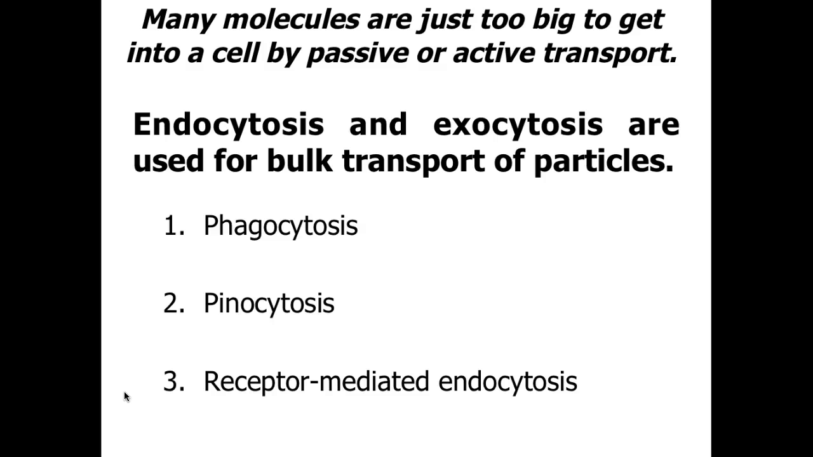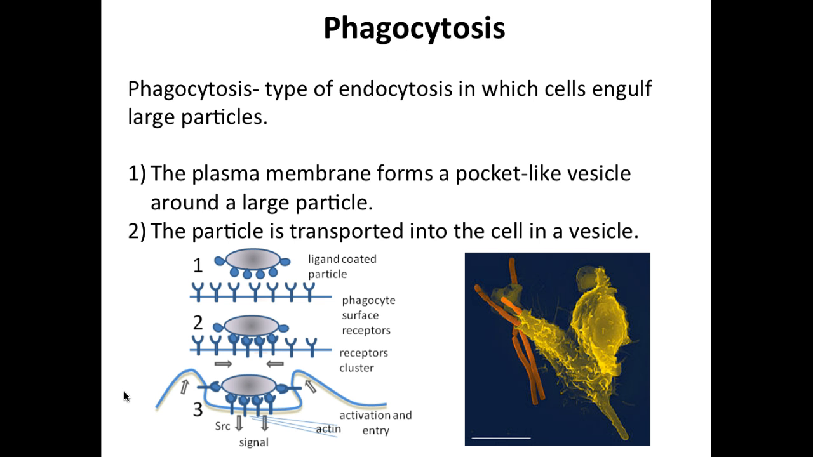And some molecules just cannot pass through, even actively using energy, they just can't get through the plasma membrane. And in these cases, we're going to rely on endocytosis, bringing into, or exocytosis, in which we're going to use vesicles. We're going to actually pinch off parts of the plasma membrane to allow these molecules to move through. So with phagocytosis, this is a type of endocytosis in which the cells engulf a larger particle.